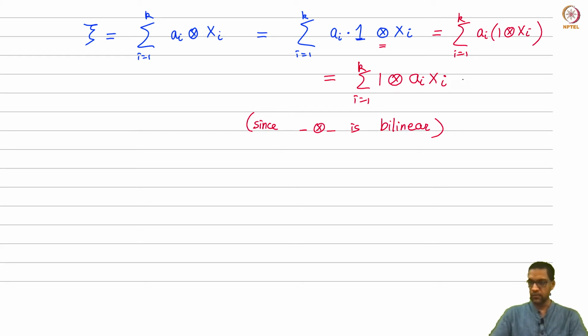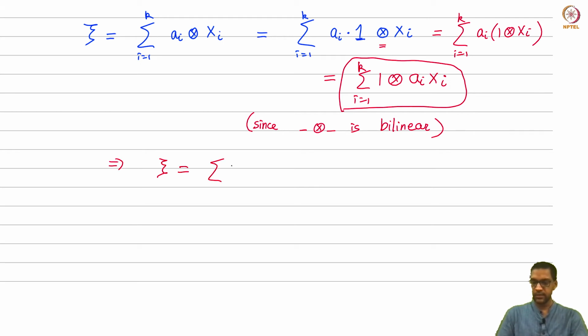Good. Now let's look at this last expression. The element has this alternate expression as summation 1 tensor ai xi. This means that it equals, again I am going to use the bilinearity. So here we keep using the bilinearity in a very important way.